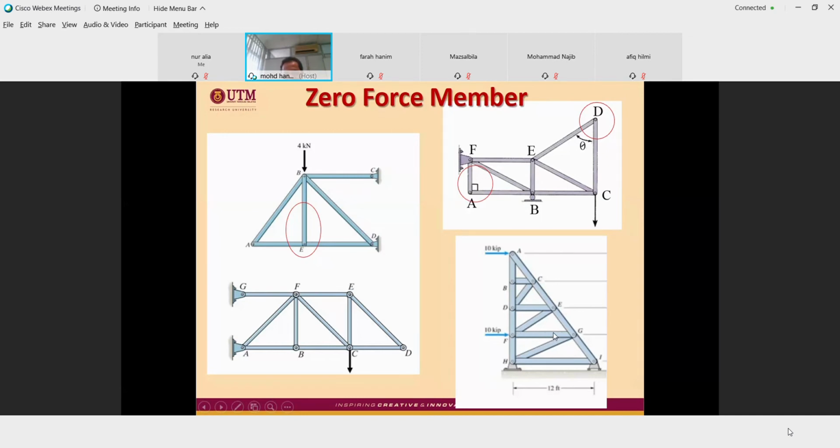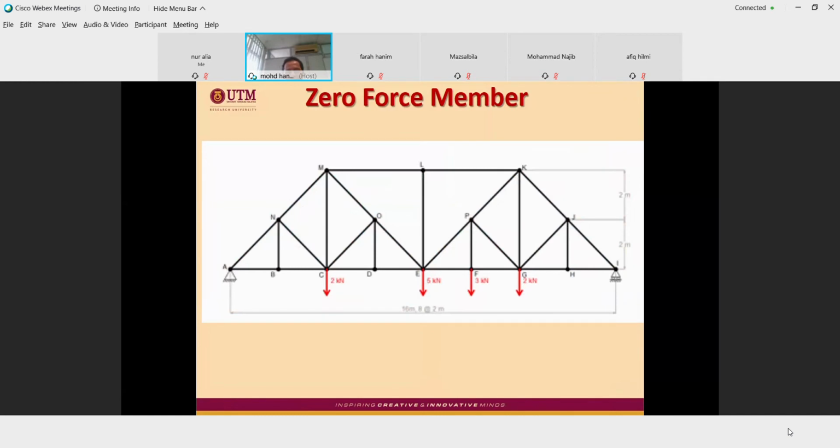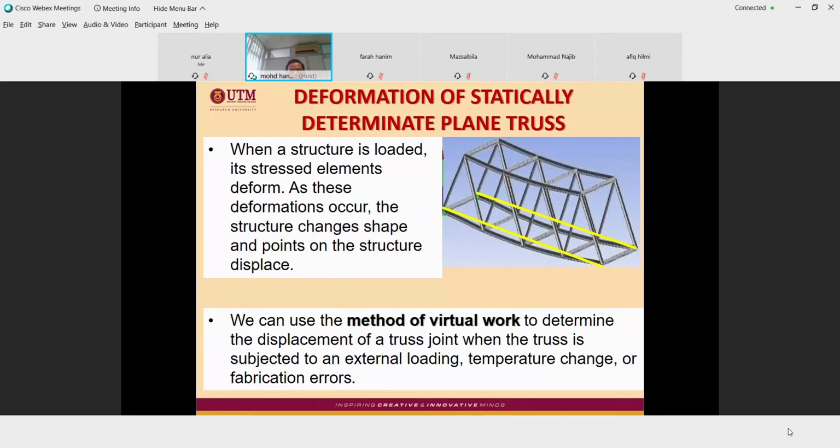And now when we have force here, that means it is not zero force member. So sorry, there is no indication here, no marks here. But this is how to check the zero force member. Okay. And what about this one? Zero force member, zero force member, zero force member, zero force member. Okay. That's just an example. There are many more examples you can check from the textbook. Okay.